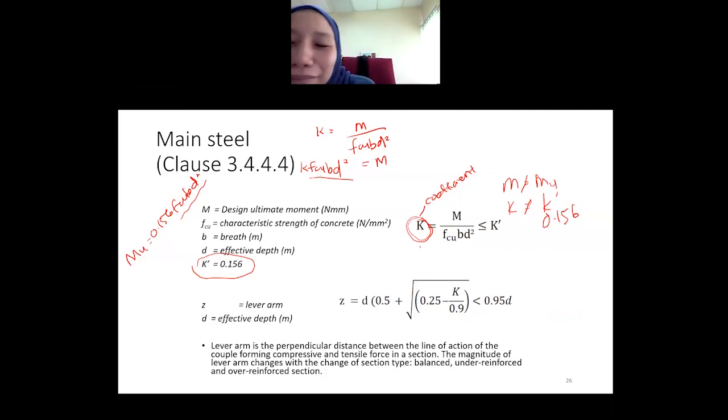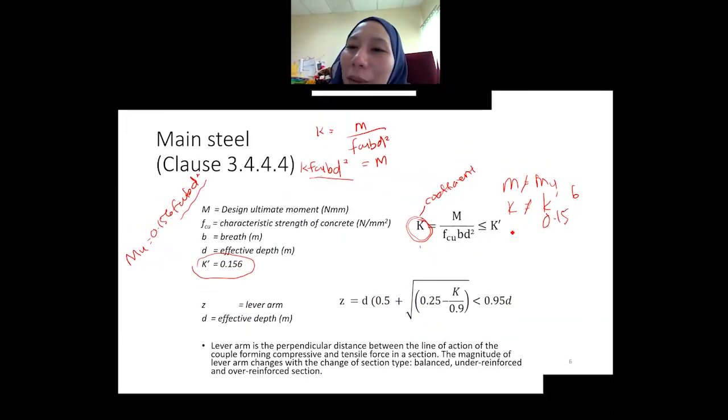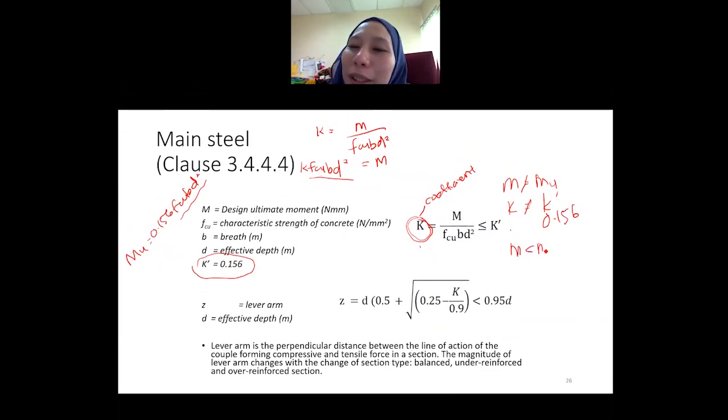Okay, and also we must make sure that K kita ni less than K prime. So sebenarnya, kalau M yang awak dapat tu less daripada MU, K awak akan automatic less daripada K prime. Memang akan jadi macam ni, sebab benda tu sama je. Alright. And then, kita dah dapatkan coefficient. So, kita boleh masukkan dalam formula Z.